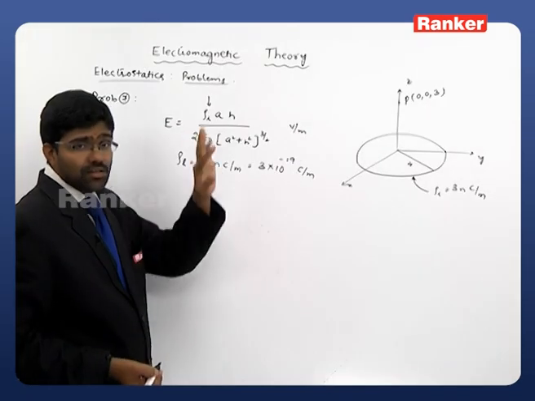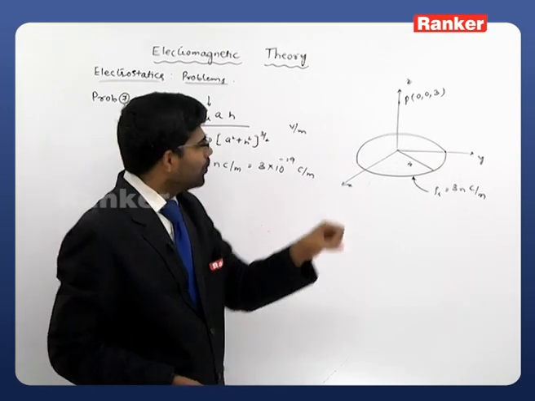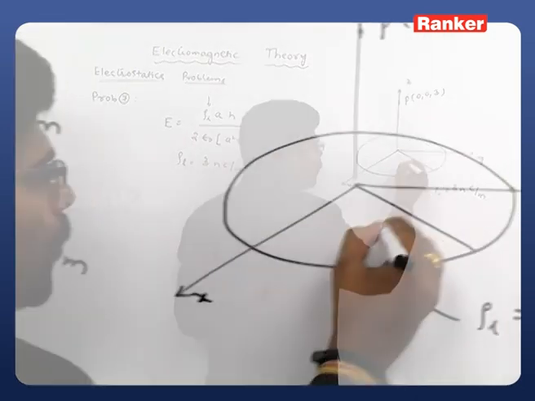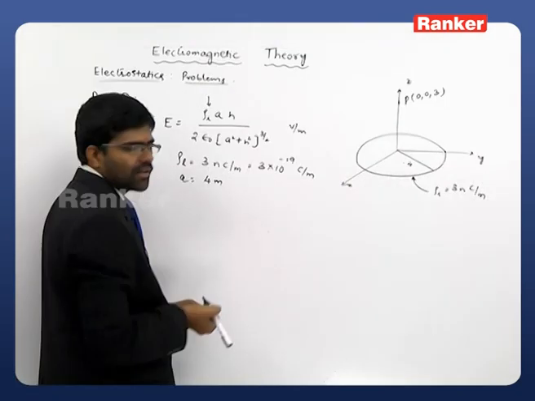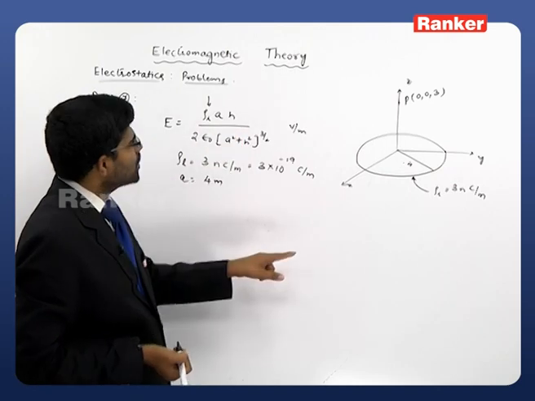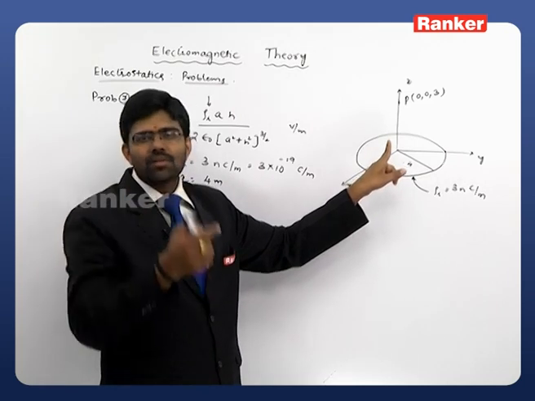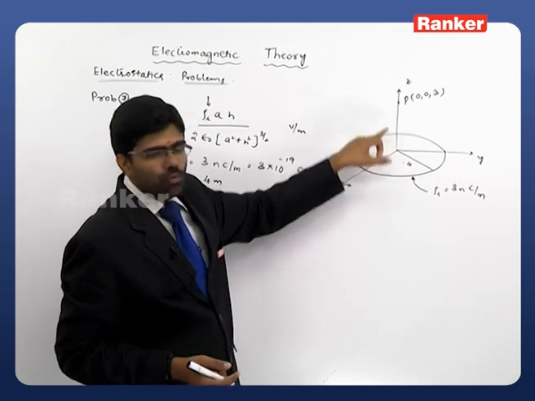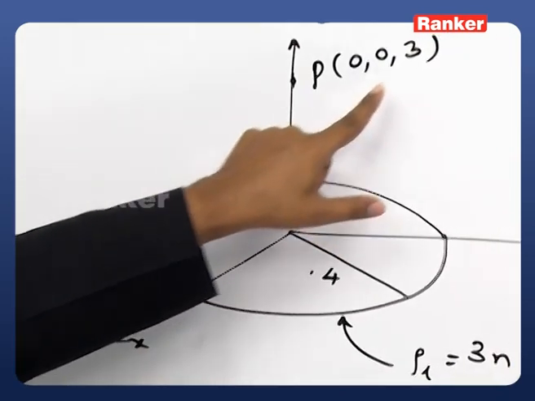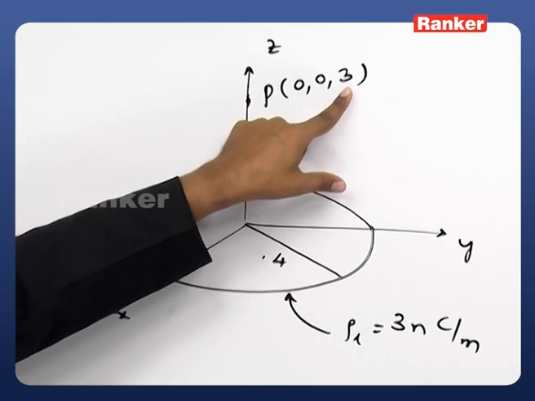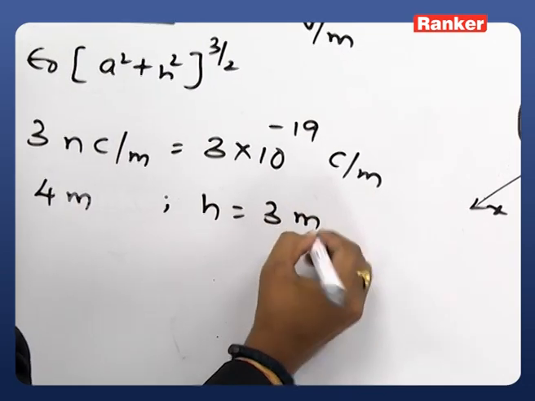Next, what is A? In the derivation, A represents the radius of our ring. So here we need to consider the radius of our ring, that is 4 meter. So consider A equals 4 meter. Next, H. H is nothing but the height where we are calculating the electric field intensity along the z axis in that derivation. Here fortunately that also coincides. At which height are we calculating the electric field intensity? At a height of 3. Therefore H can be simply replaced with 3 meter.